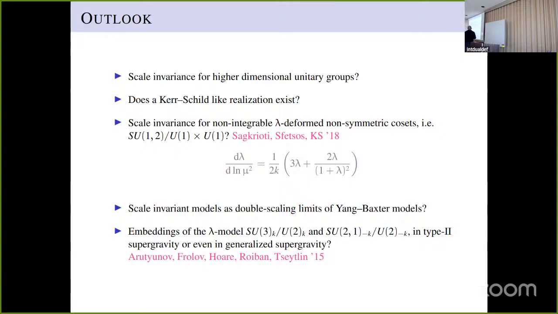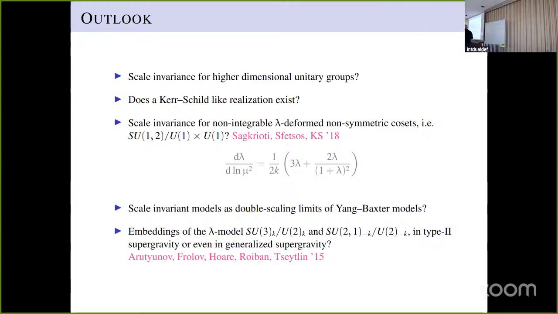Another question is, what about scale invariance for non-integrable lambda deformations, like when we have non-symmetric cosets, for example U(1,2) over U(1) times U(1)? In this case, the beta function is not given just by the part which is for the cosets. There's an additional part which is like the group. Can scale invariance mimic something like that here? Because crucially previously, lambda was scaling the same way on both sides. Of course, if it would work, this term would perhaps drop out.